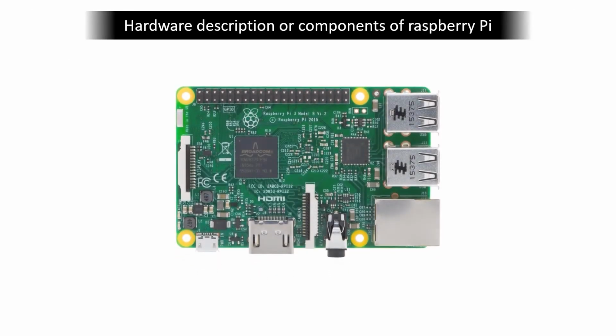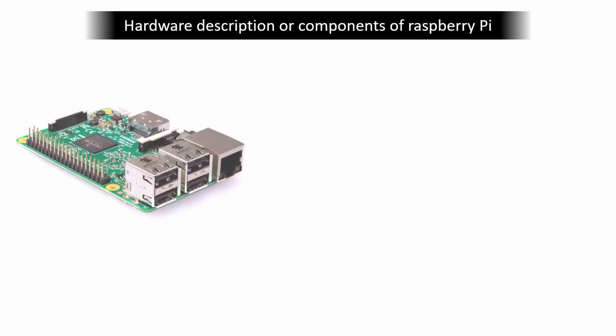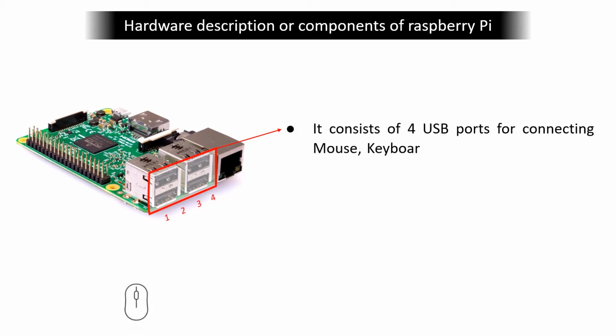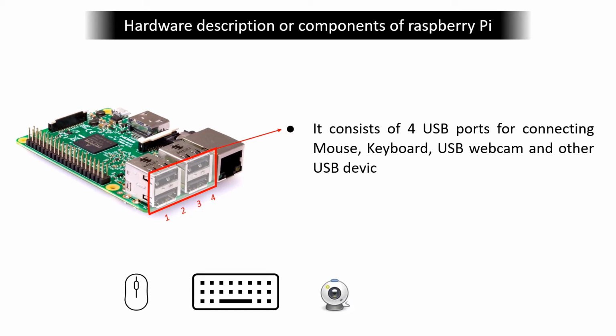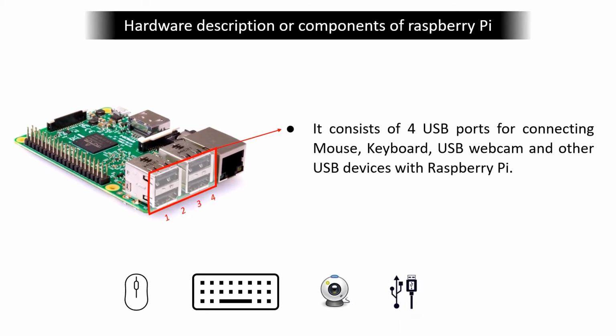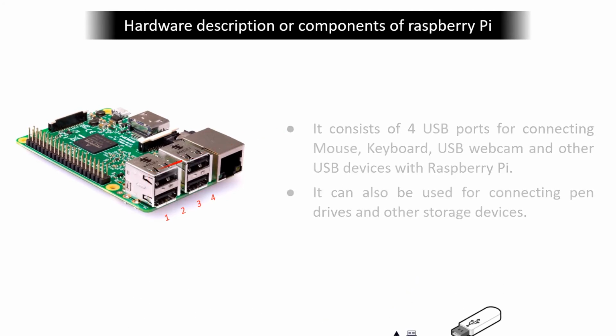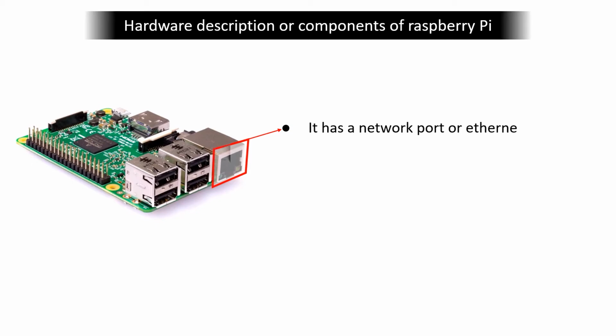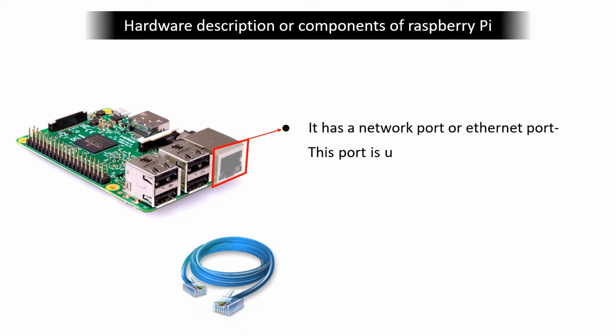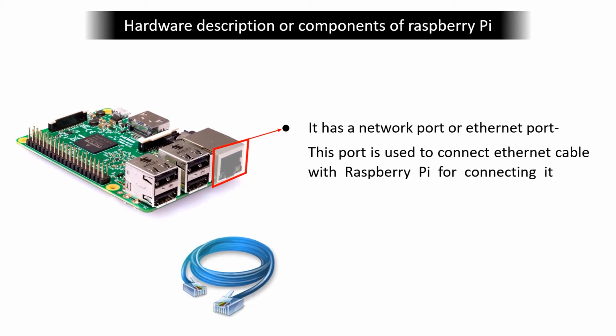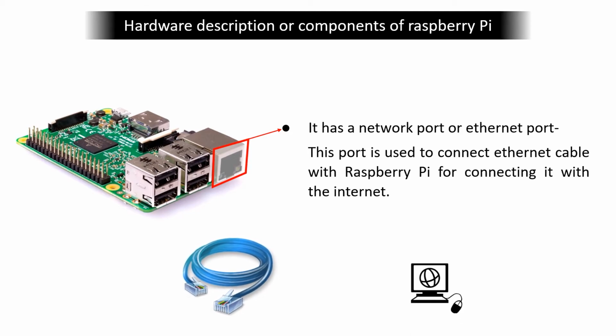Hardware description or components of Raspberry Pi. It consists of 4 USB ports for connecting mouse, keyboard, USB webcam, and other USB devices with Raspberry Pi. It can also be used for connecting pen drives and other storage devices. It has a network port or Ethernet port. This port is used to connect an Ethernet cable with Raspberry Pi for connecting it with the internet. So you can see that Raspberry Pi is also accessible to the internet.